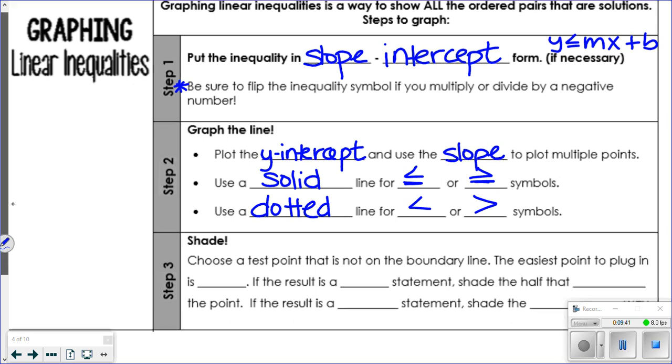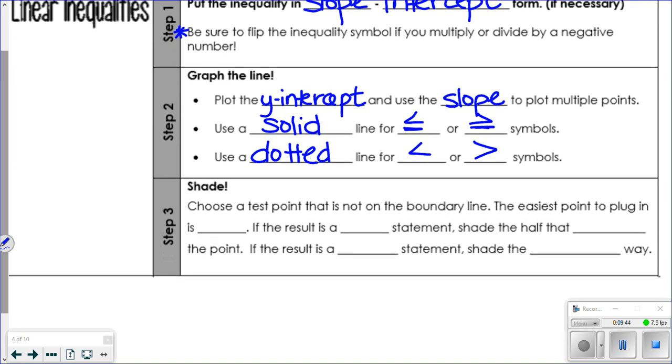And step 3, we need to figure out where to shade, where that shaded solution region is. So we need to choose a test point that's not on the boundary line. And like we saw above, the easiest point to plug in is 0, 0. But if my line goes through 0, 0, I have to choose something else to test. So above we could choose 2, 5.